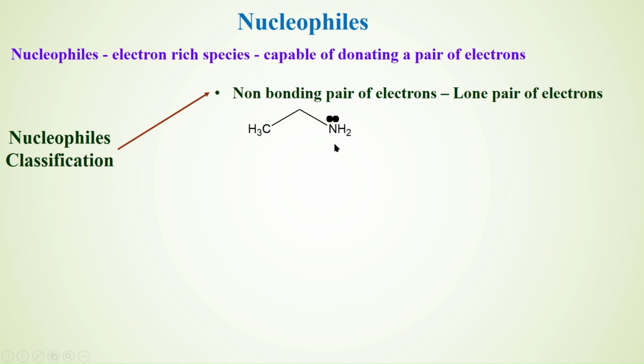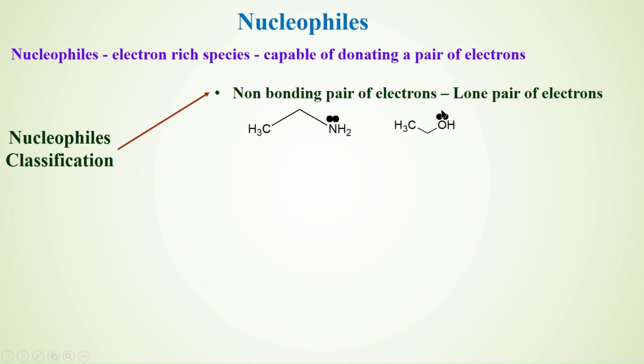This amino group in the hybrid state in ethylamine has a lone pair of electrons, and this excess of electrons, it donates. It is capable of donating these electrons to others. And this donating capability of the lone pair of electrons is the basis for the formation of new bonding.